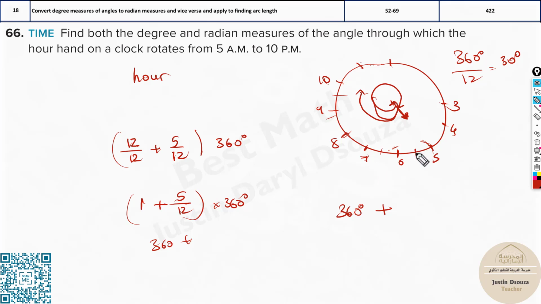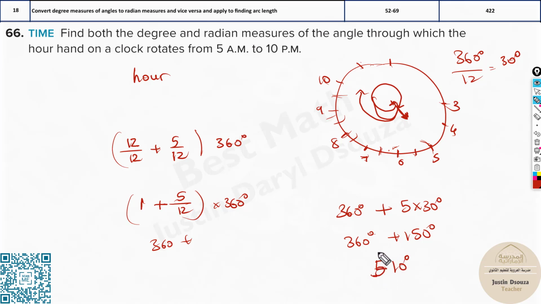So here you can see there is 1, 2, 3, 4, 5 hours done. So 5 hours times 30 degrees would be plus 150 degrees. Okay. So here it will be 360 degrees plus 150. That will be 460, sorry, 510 degrees, isn't it? It will be 510 degrees when you add it up.